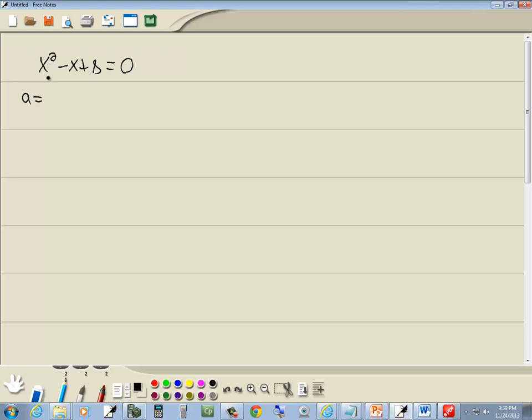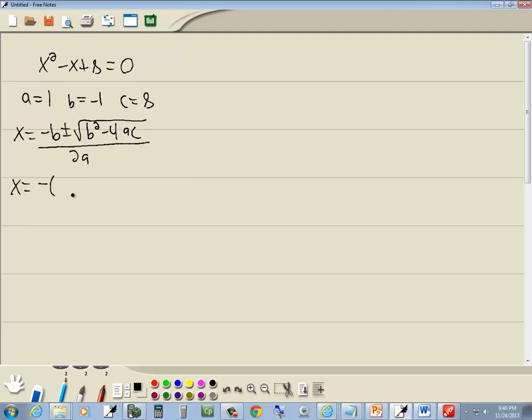We'll identify our a, which is the number in front of our x squared, which is 1. b, the number in front of our x, which is negative 1. And c is the number at the end, which is 8. The quadratic formula is x equals negative b plus or minus the square root of b squared minus 4ac, all over 2a.